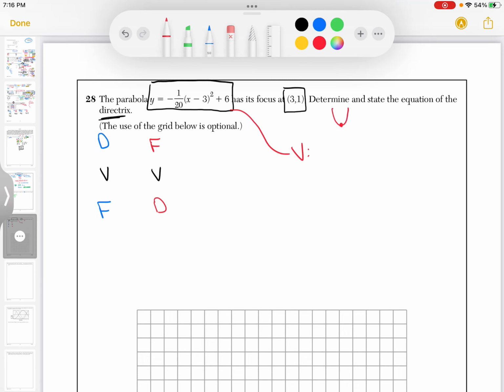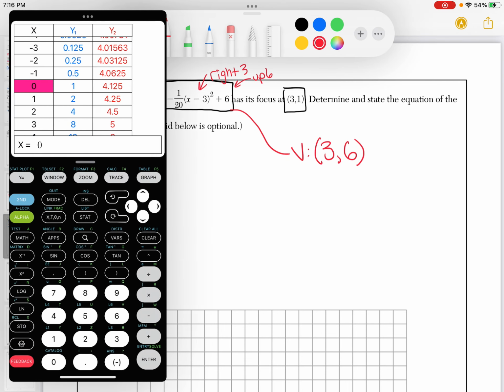An original parabola has a vertex at 0, 0. Then this one shifted right 3 and up 6. If I move 0, 0, right 3, it's going to be at an x value of 3, and then up 6 will have a y value of 6. That means my vertex is 3, 6.